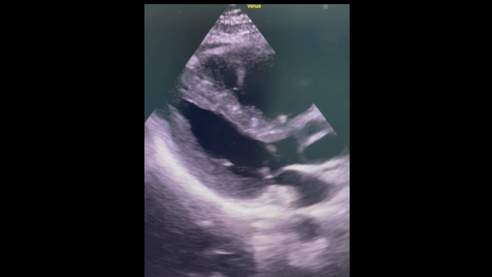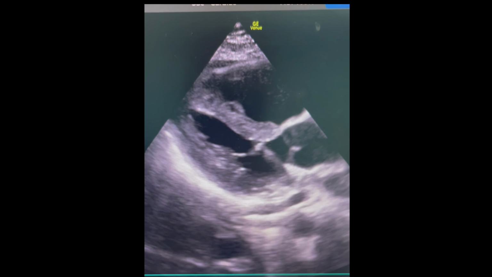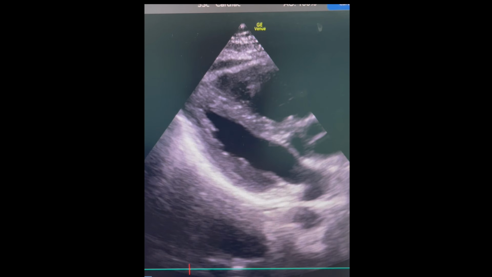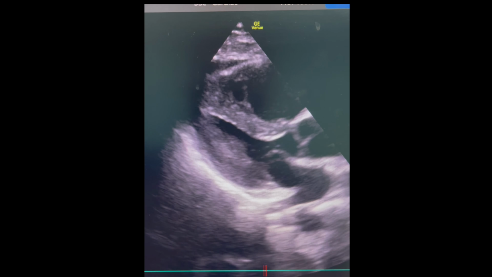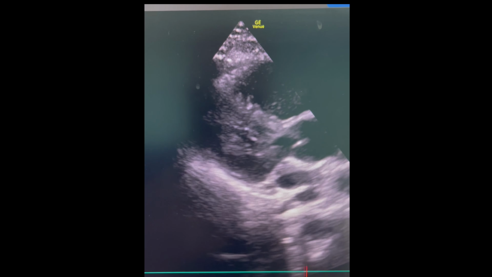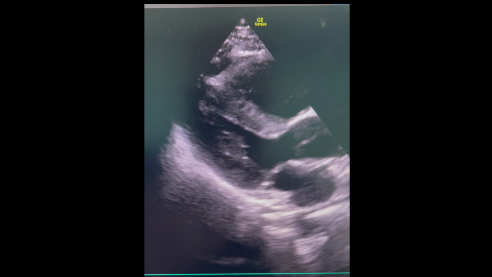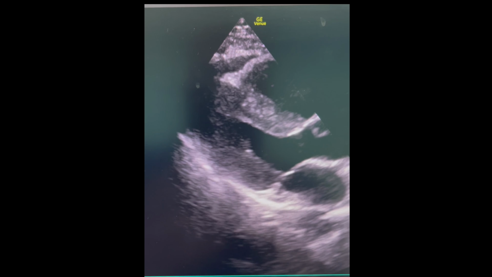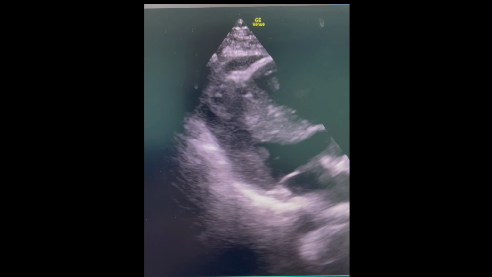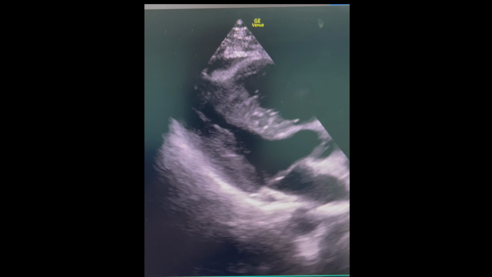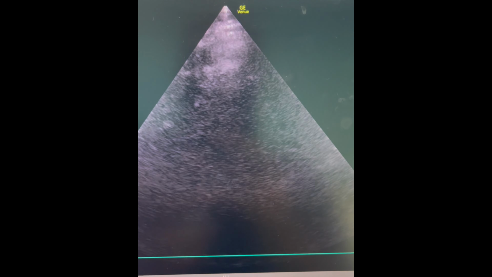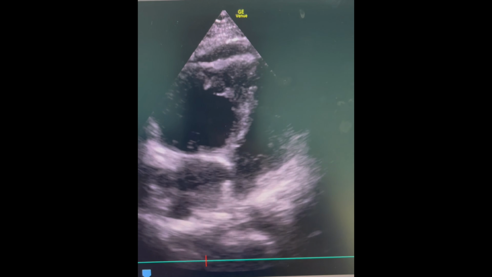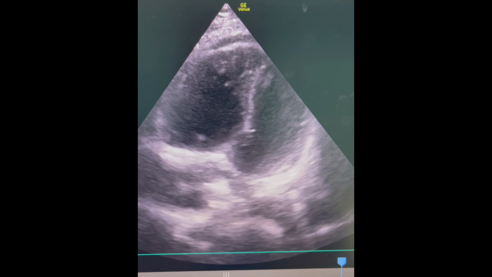Take note of the left ventricle. In significant pulmonary embolism, the left ventricle often appears small and underfilled because the right ventricle is failing to pump blood forward. This can help you distinguish pulmonary embolism from cardiogenic shock, where the left ventricle is usually dilated or poorly contracted.